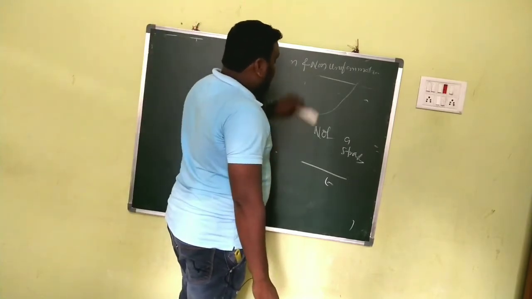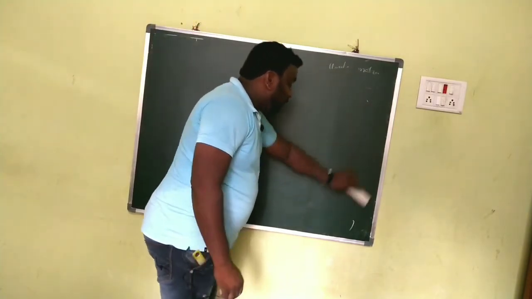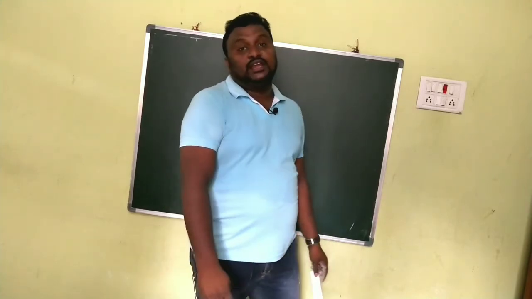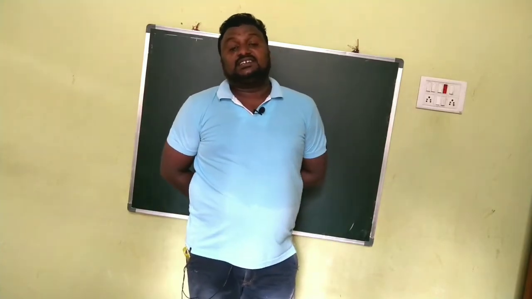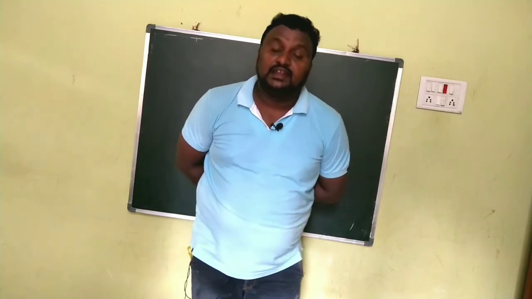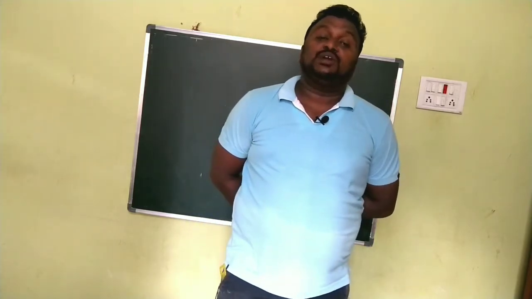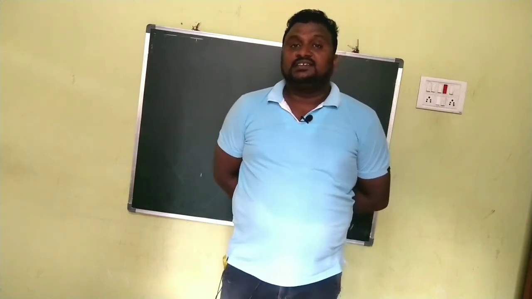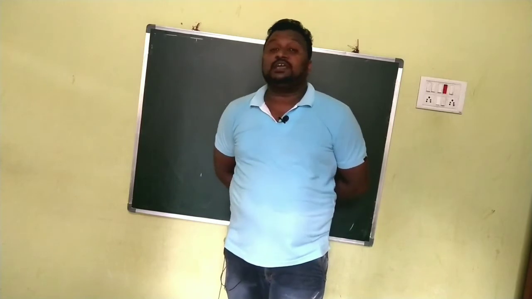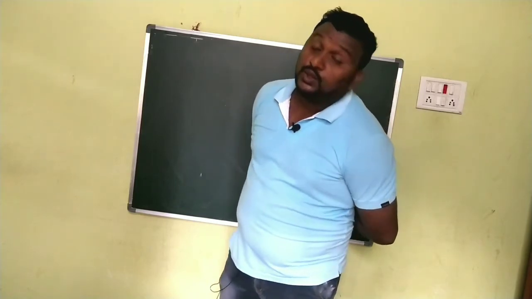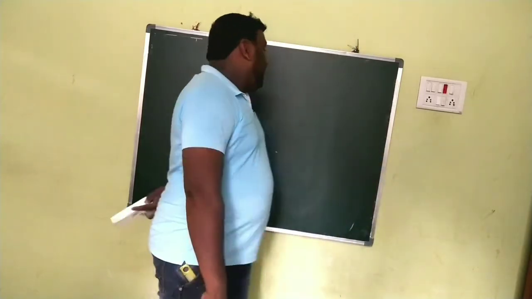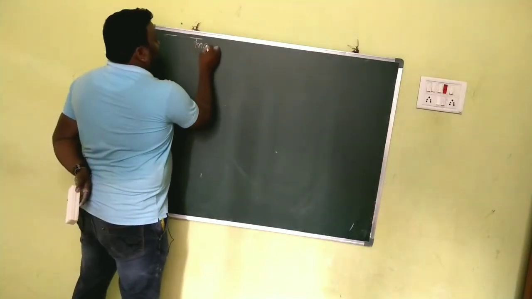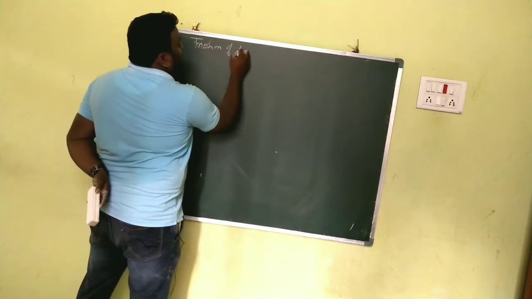So after that, what is meant by uniform velocity? If the body covers equal distances in equal intervals of time in a particular direction, then the body is said to be in uniform velocity. If the body covers equal distances in equal intervals of time in a specific direction, that is what we call uniform velocity. So in our textbook, one activity was given: motion of the ball along the inclined plane.